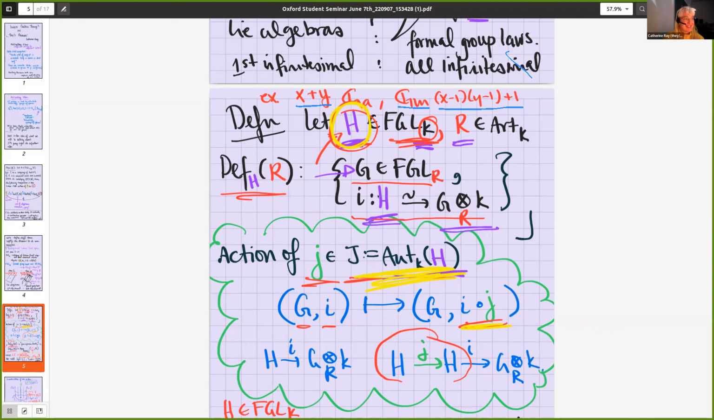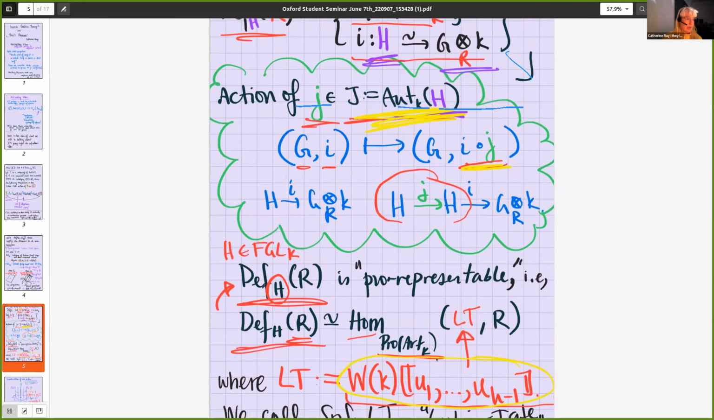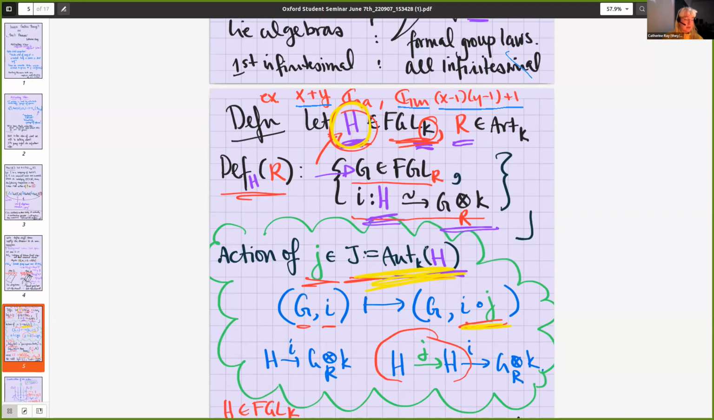Hopefully you can still see my cursor on iota. So we go from having this isomorphism of H with this reduction of the formal group from ZP to FP. And now we can change this isomorphism by precomposing with an automorphism of H. Okay, so this is the action of the automorphisms of H on the deformations of H.